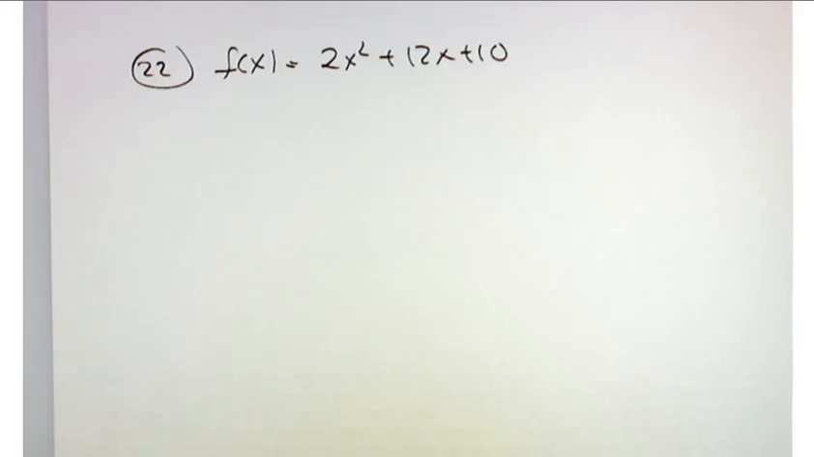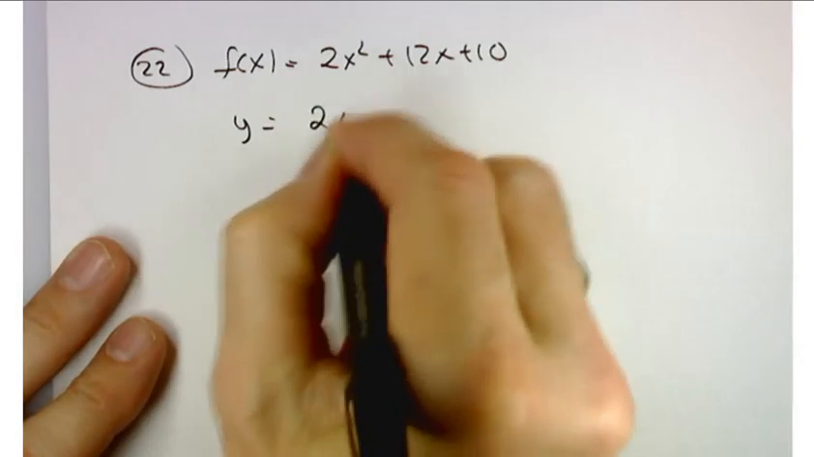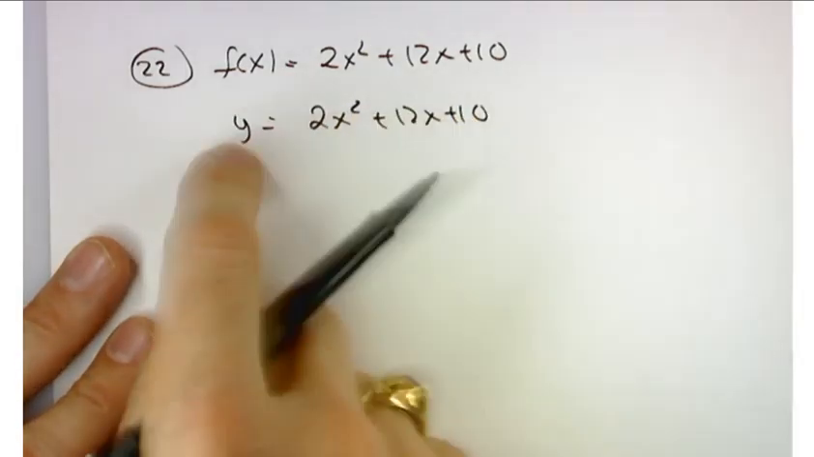Graph this polynomial and again try and find vertex, x and y intercepts, domain and range. Like before, I'm going to try and put this in standard form. So I'll move the 10 to the other side.